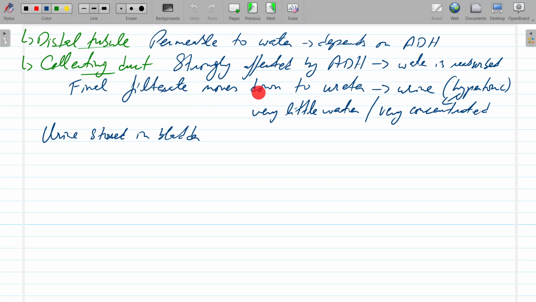And then the final filtrate moves down to the ureter from the collecting duct, and then goes into the bladder as urine, which is usually hypertonic. It's very concentrated. There's very little water as compared to the solutes. The urine is stored in the bladder, and then when there's enough of it, it is passed out of the body via the urethra. And right, so that is the process.